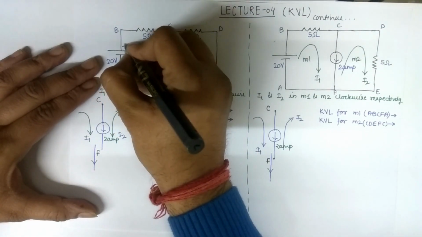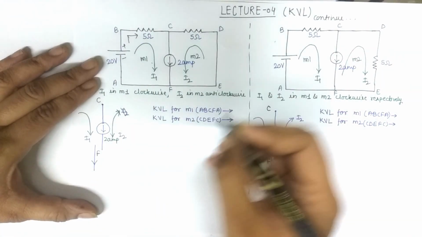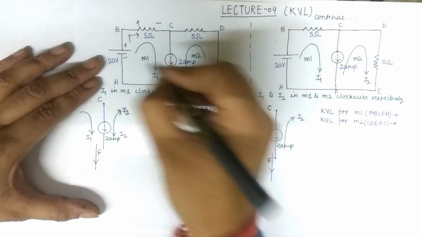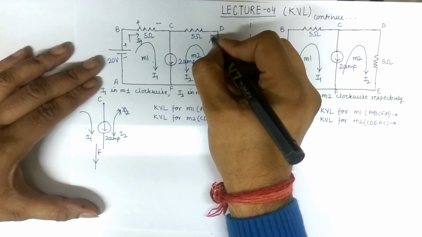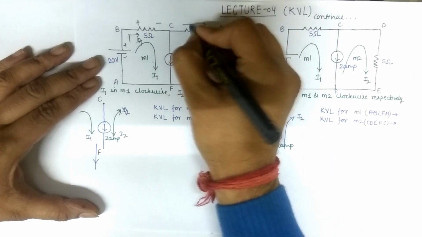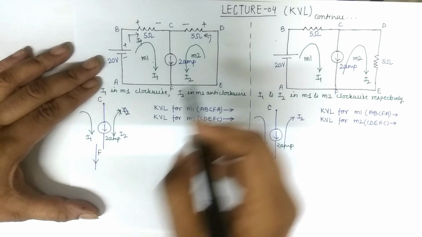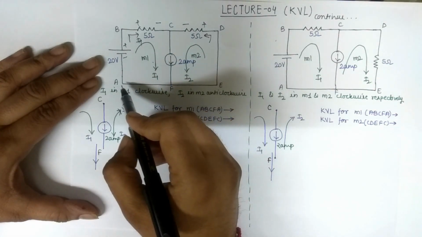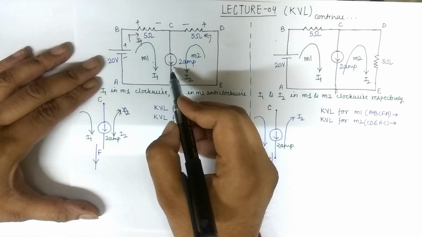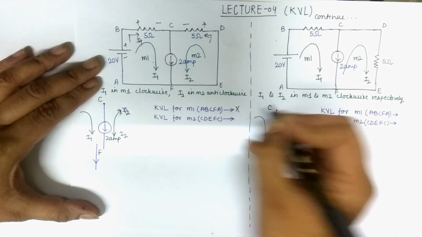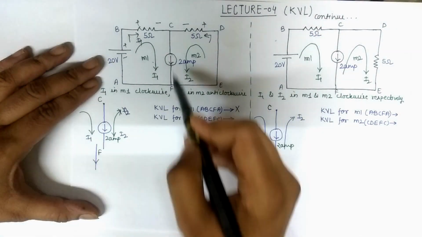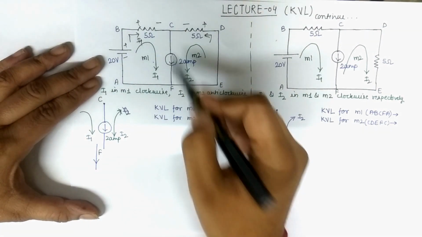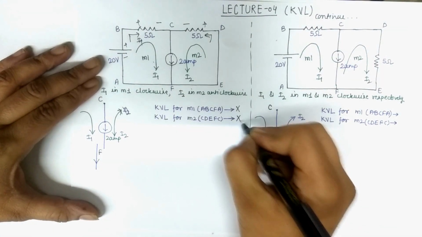This is negative, this is positive. Apply KVL here. So this is plus minus I1. Here this is current flowing from this side, plus minus. So now the KVL equation for ABCF. Now there is a current source, we cannot apply KVL here. Again for CDEFC, but in FC there is a current source branch. We cannot apply KVL here.